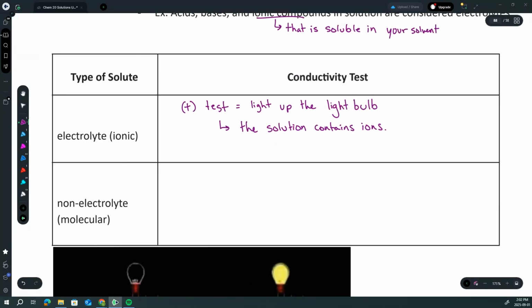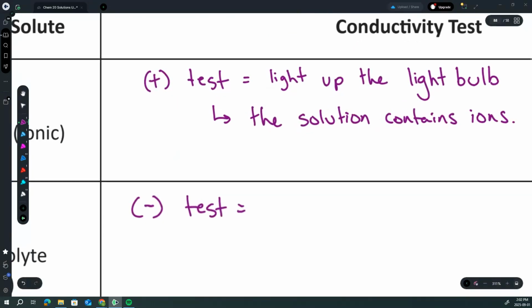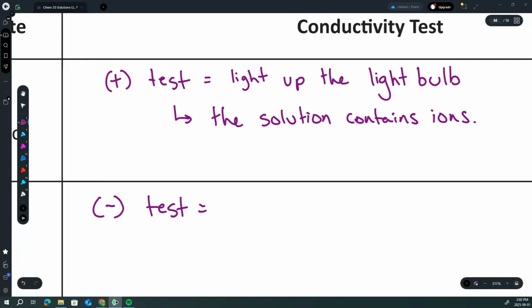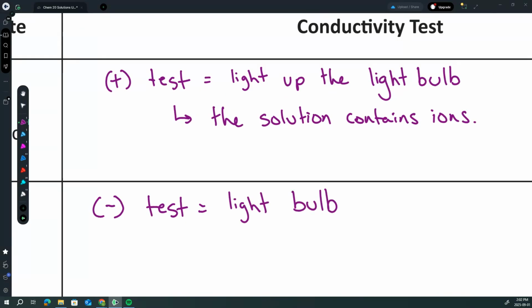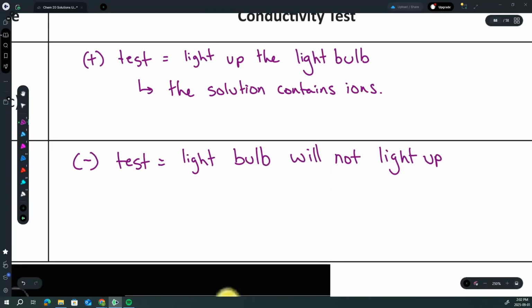Whereas if we have a non-electrolytic solution, which is typically a molecular compound dissolved in water, which is not an acid, we're going to have a negative test. So the light bulb will not light up. And so this just tells us there's no ions in that solution.